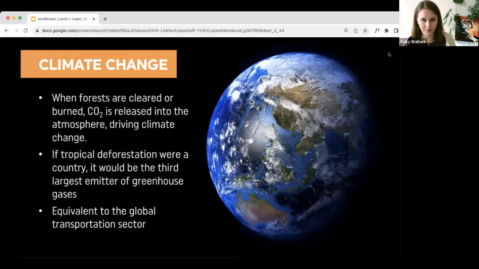So when forests are cleared, when deforestation happens, that's releasing CO2 into our atmosphere, which is a big driver of climate change, as we all know. And it is actually a very significant portion of emissions at the moment. If tropical deforestation was a country, it would be the 3rd largest emitter in the world. So tropical deforestation is emitting more greenhouse gases than most countries. And it's equivalent to the whole global transportation sector. So think about every car, every plane, every truck, lorry, etc. All those emissions are equivalent to how much is being emitted through deforestation. So it is a really global scale issue that we're tackling here.